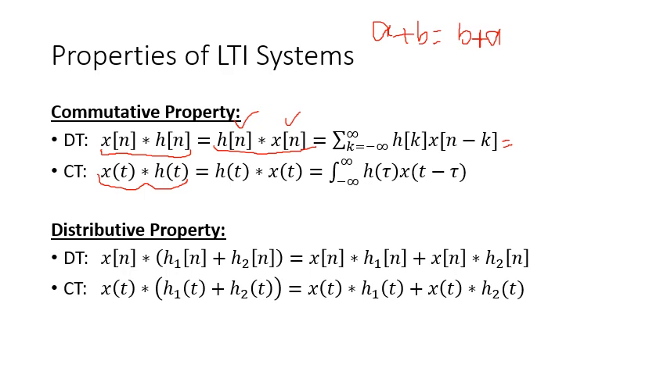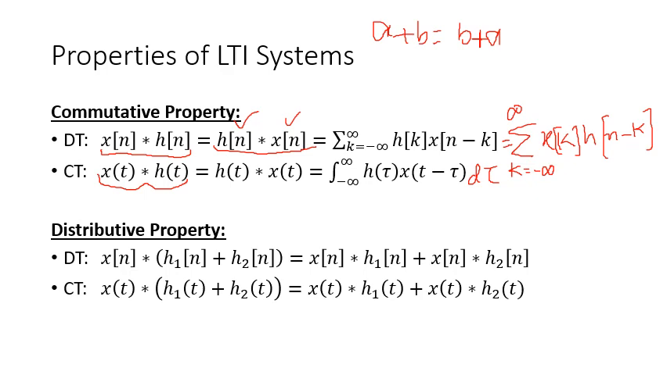We can also say that summation k running from minus infinity up to infinity h of k times x of n minus k is exactly equal to summation k running from minus infinity up to infinity x of k times h of n minus k, right? Similarly for the continuous time case that we have, right?